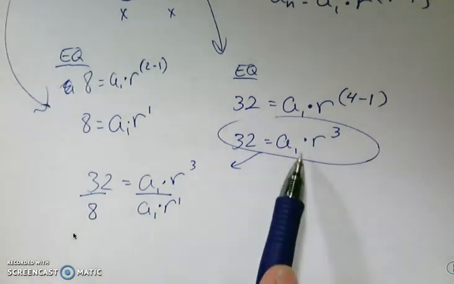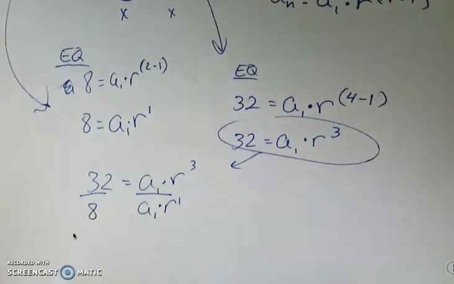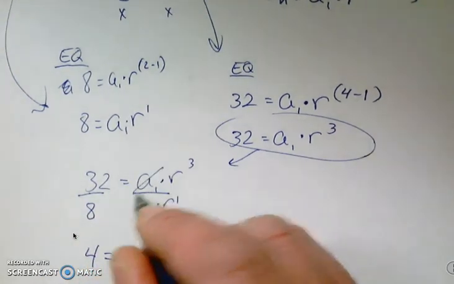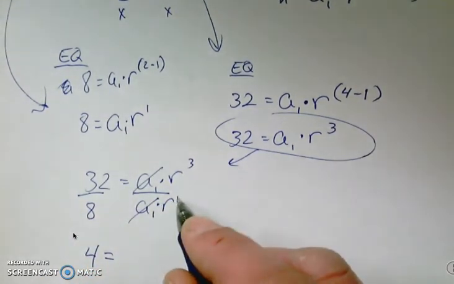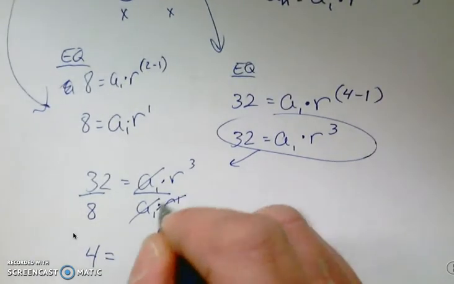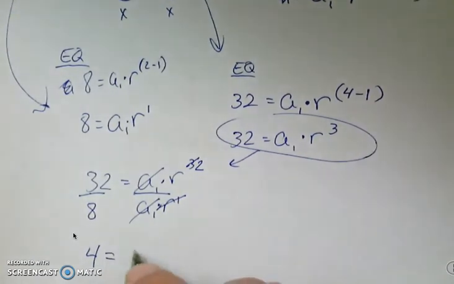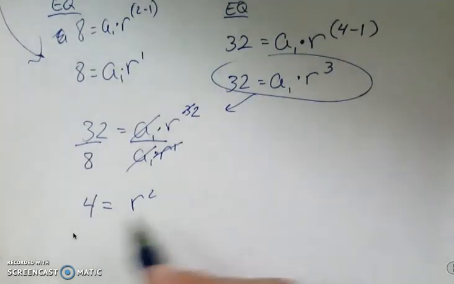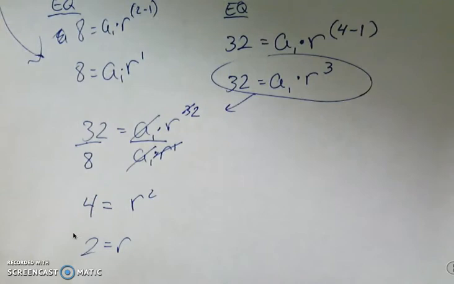The top part is just this equation. The bottom part is this equation. And when we divide them, here's what's nice. That gives you just 4. The A1s cancel out, and the Rs cancel. One of these cancels with one of those, and you have R squared on top. So you have R squared equals 4. Well, if R squared equals 4, then R must equal just 2.